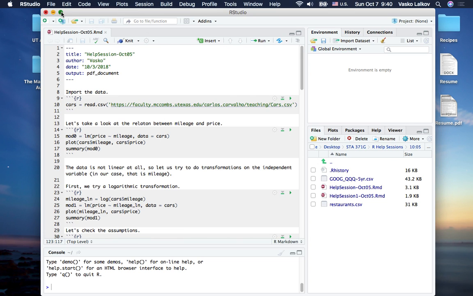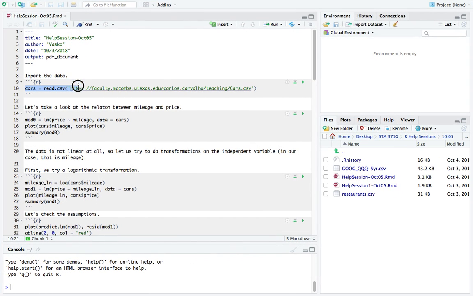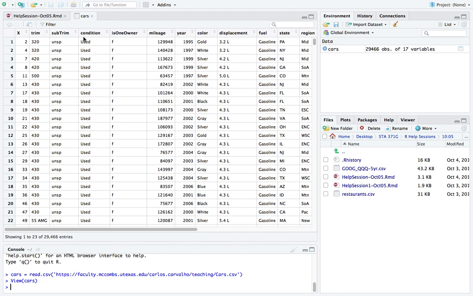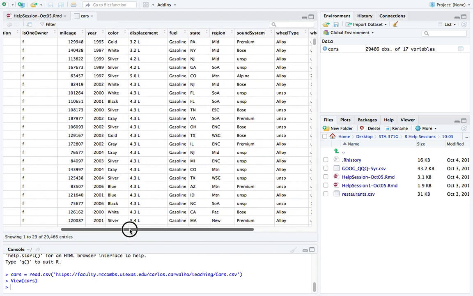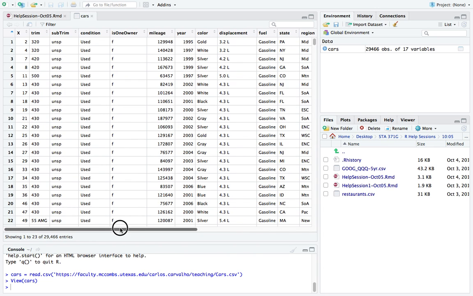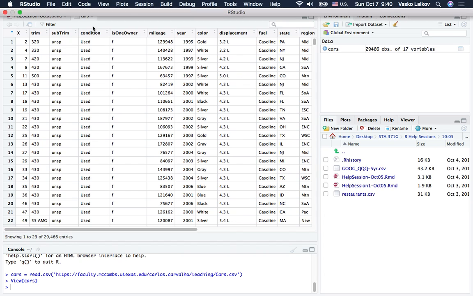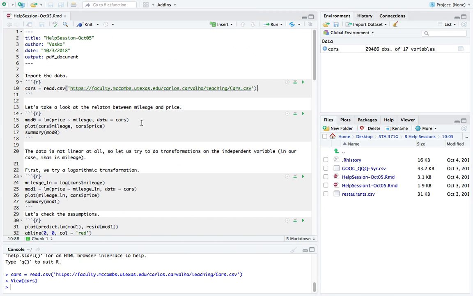So the first thing that we want to do, as always, is to import the dataset, which is imported this way directly from online. It's a dataset about cars, and inside this dataset, there are many different variables with a lot of data. We will be looking at the price of a car and the mileage. So we'll go ahead and create our linear model and we'll regress price on mileage.